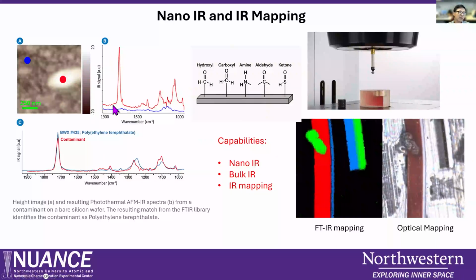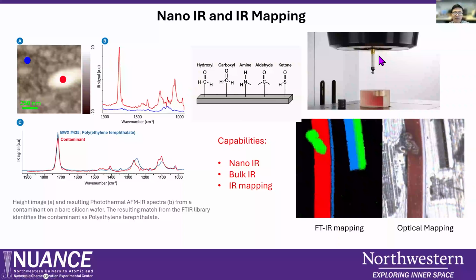Then using this spectrum, you can search and match, and you can find that it matches PET. PET is commonly used as packing material for semiconductors, so this silicon surface was contaminated by PET, and then you can use nanoSIMS to identify this contamination.